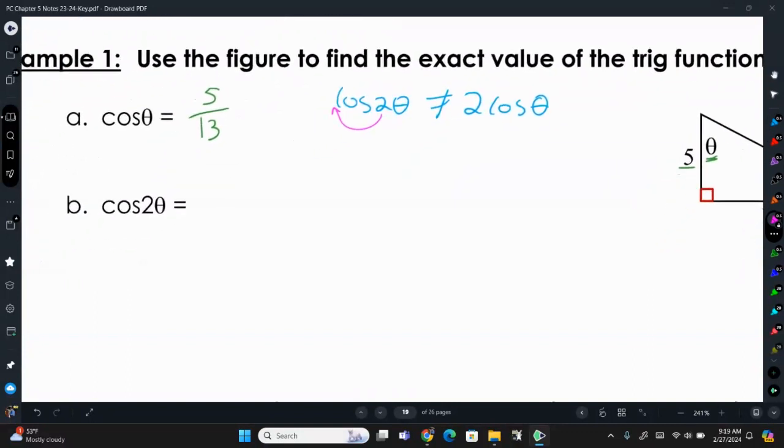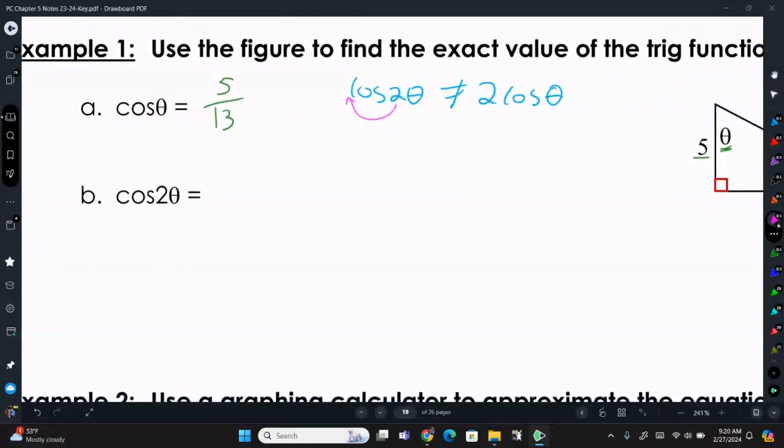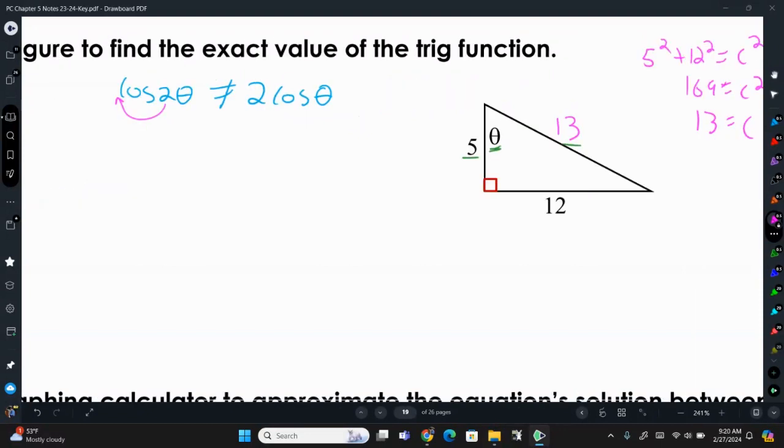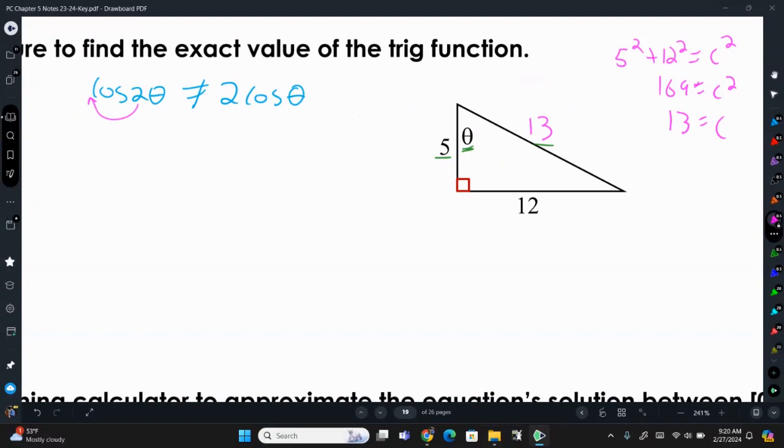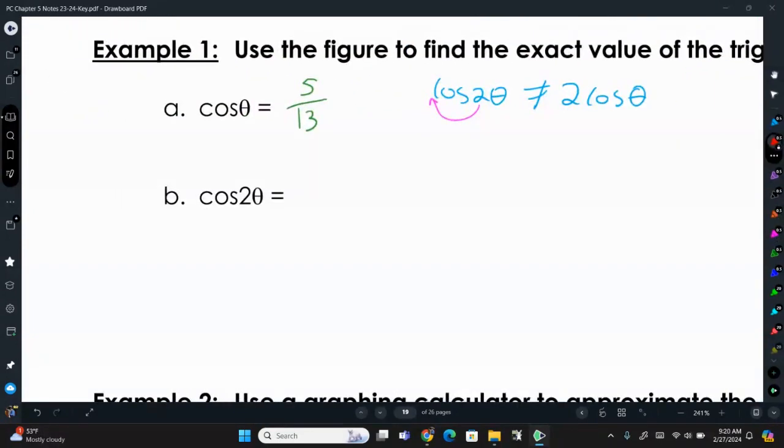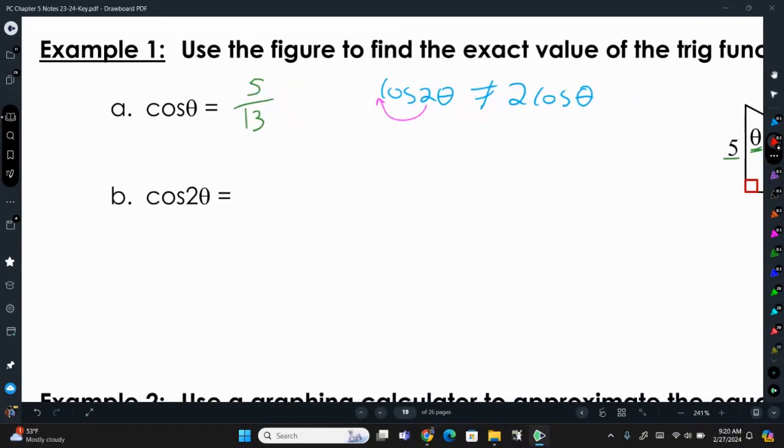So now cosine of 2 theta, like I said, we could use any of the 3 formulas that we want for that. I'm going to use number 30, the first one, just because we have all 3 sides already. If we didn't know the opposite side, then using the formula 30 or 34 with sine squared in it might not be a good idea. So cosine of 2 theta is equal to cosine squared theta minus sine squared theta.